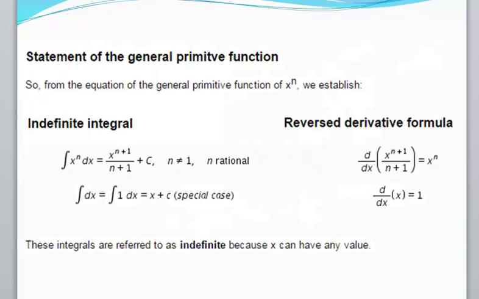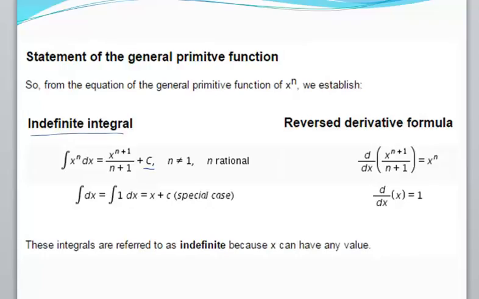So we look now at the statement of the general primitive function. From the equation of the general primitive function of x to the power of n, we establish our indefinite integral. We have the integral of x to the power of n dx. We have x to the power of n plus 1 divided by n plus 1 plus our constant c. So this is what we've been using when n is not equal to minus 1, n is rational.